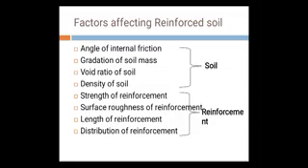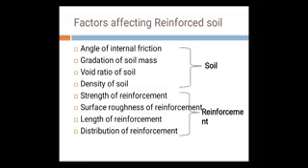Gradation is nothing but the different soil particle sizes, and that will affect it. The void ratio of the soil, that means the quantity of voids or air present in the soil. The density of soil, how dense it is, is also a factor affecting it.